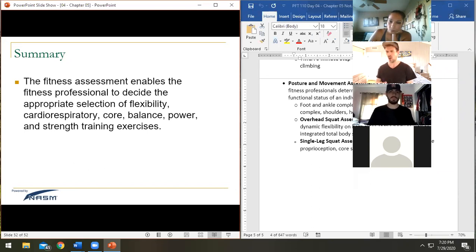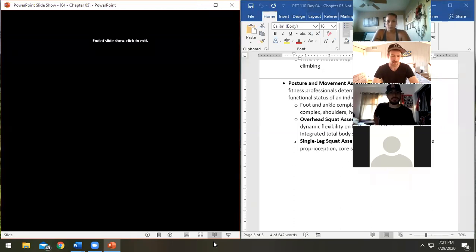But in all three of the other mods, we cover those pretty in depth. So fitness assessments enable us to decide the right flexibility, cardio, core, balance, power, and strength training, which is all the stuff we're going to learn in the rest of the program design class: how to write a good flexibility program, a good cardio program, movement prep, and total body strength. And that is it. 52 slides down in no time, even with silly Emil Zatopek stories in between.